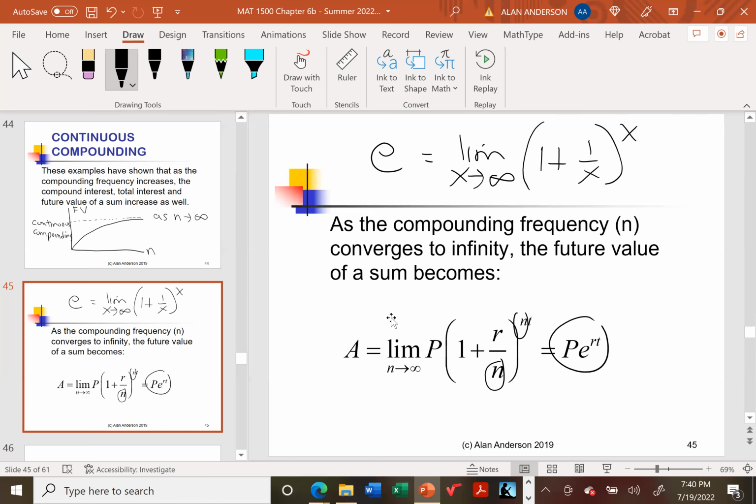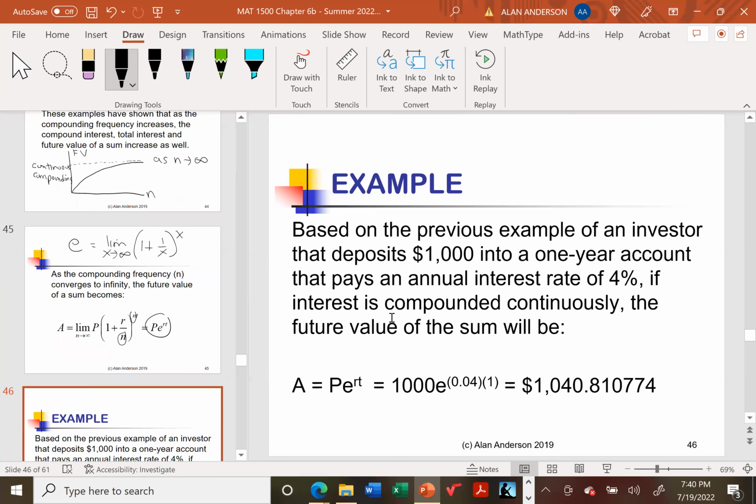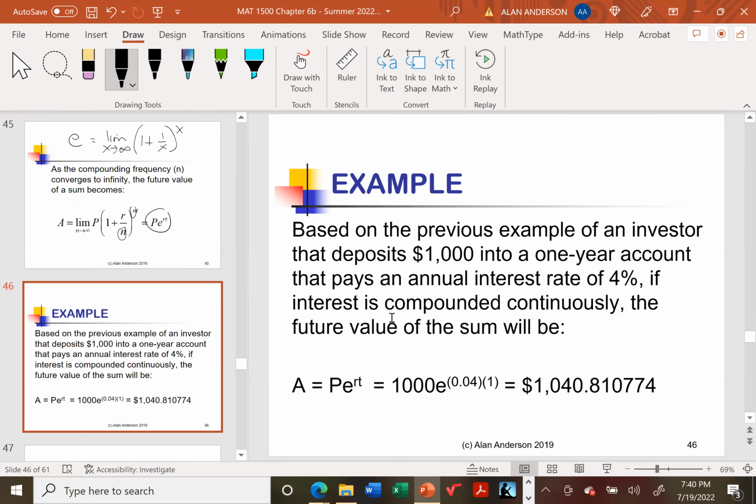So in our case, using the same numbers, you can see that using this formula with the same data, instead of having a future value of 1040.808, with continuous compounding, it only went up to about 81 cents. So in other words, the difference is very, very minimal.